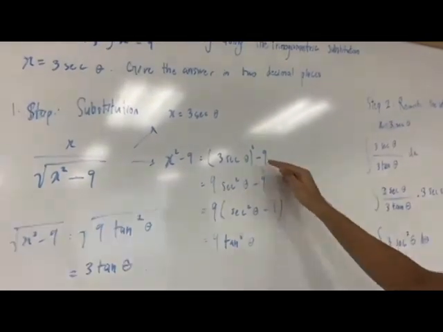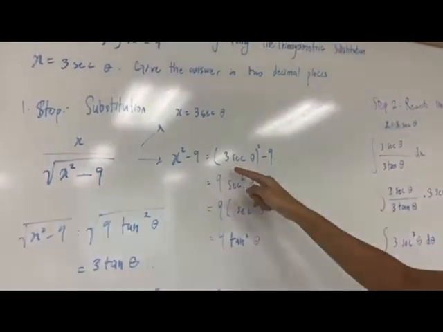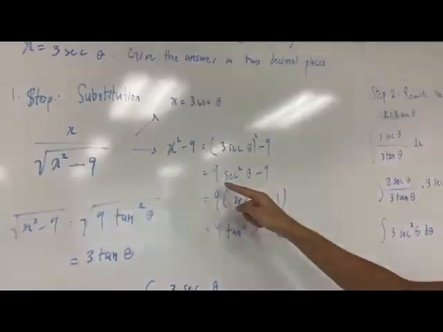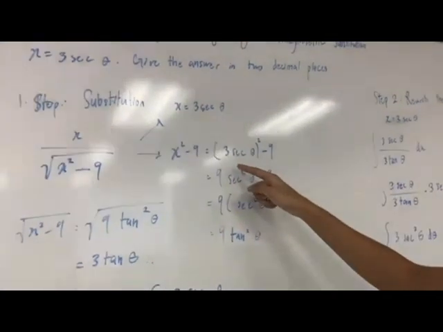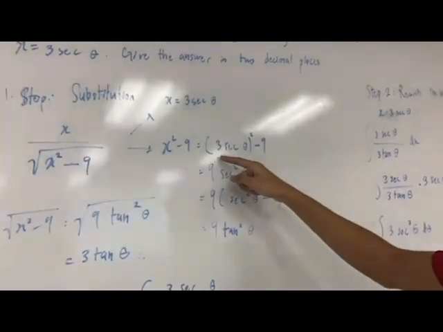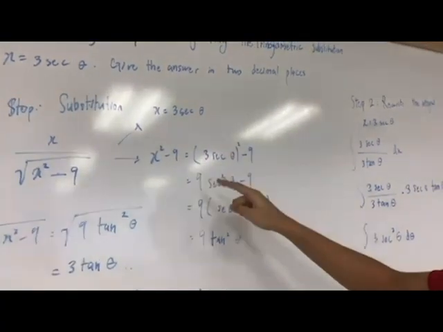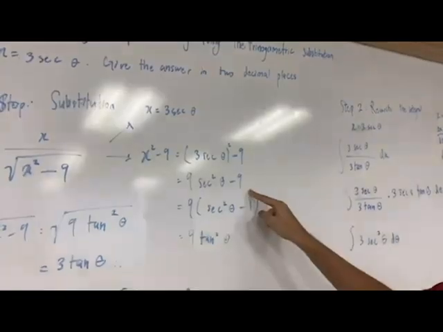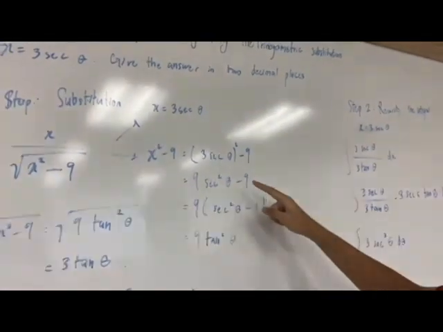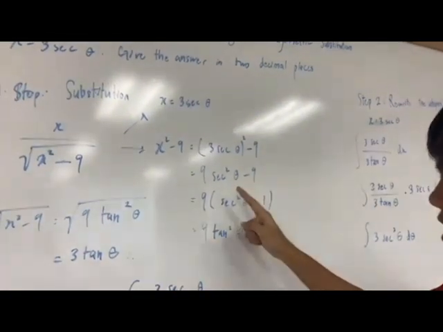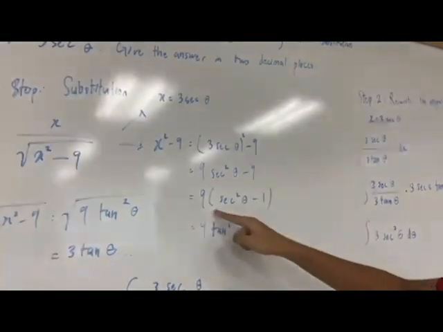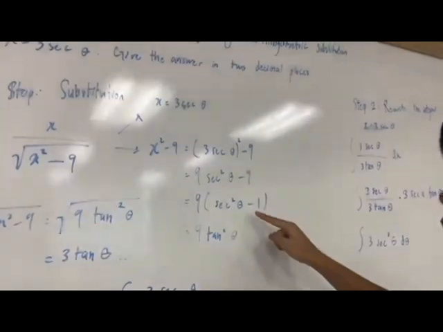Then after that, we can expand this 3 secant theta, and it will become 9, and we can basically remove the bracket, so it will become 9 secant squared theta minus 9. After getting this, we have an opportunity to factorize 9 out of it, so it will become 9 times secant squared theta minus 1.